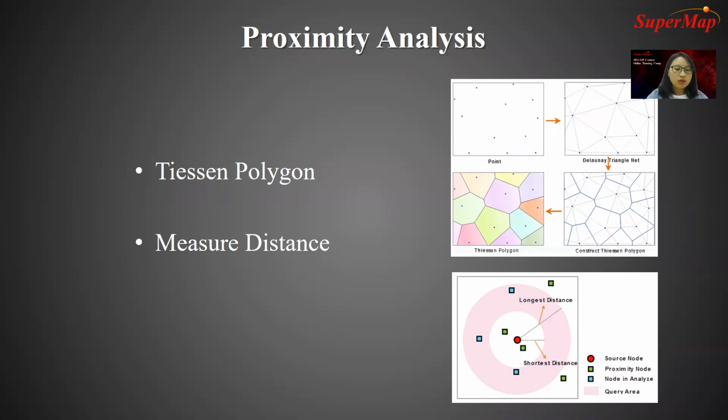Also here is another example: how many food production factories are within 1,000 meters of a polluted river. These questions are all related to proximity analysis. And in SuperMap iDesktop, we provide 2 types of proximity analysis. The first one is Thiessen polygon, and the second one is measure distance.